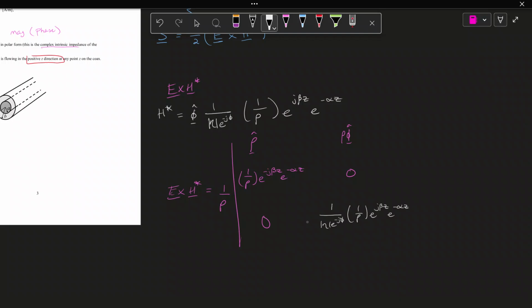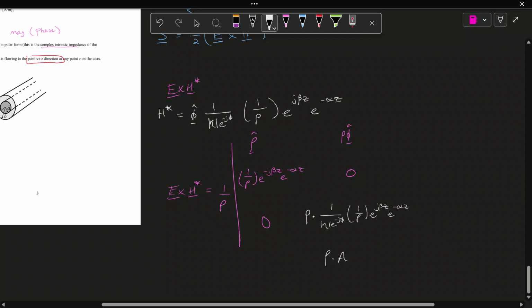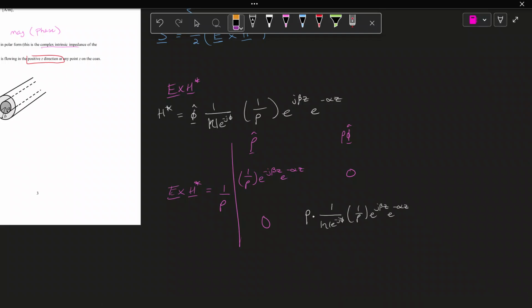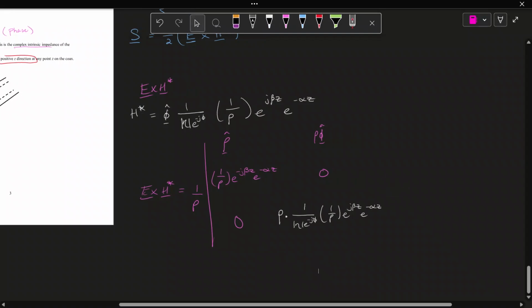We need to make sure and multiply this component specifically by rho. Why is that? Well, that's just the equation given in the notes, right? We have to do rho times a of phi. I think it's like notes 3 in complex vectors, something like that. Now you have your z component. These are both zeros. There's no z component given.